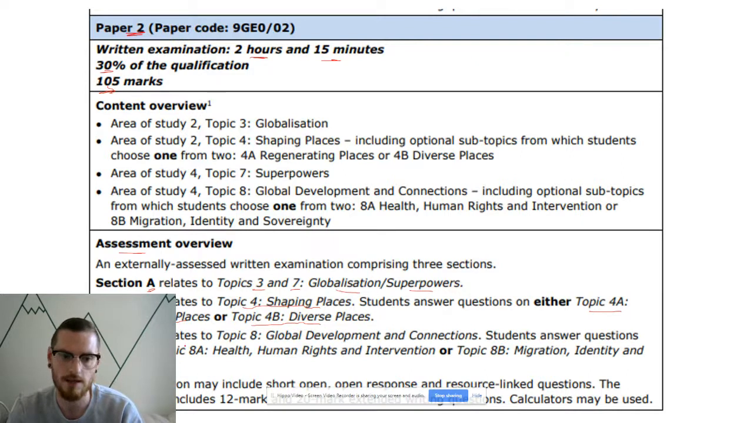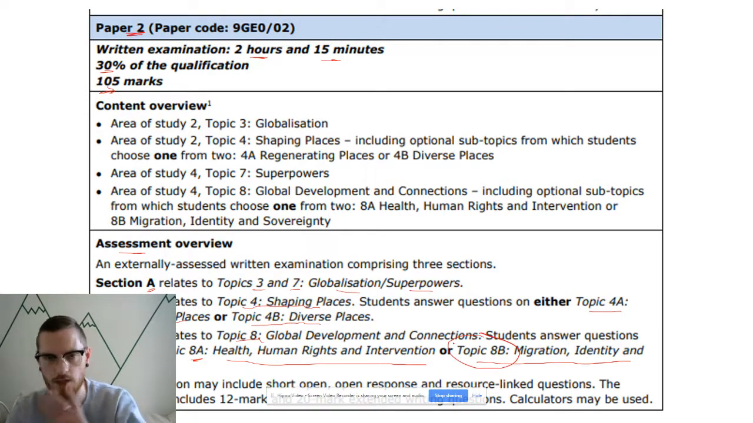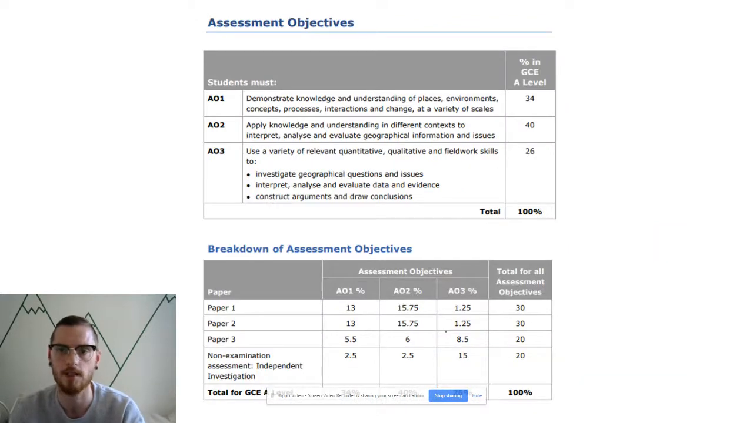And then lastly, there's another choice in the final section, section C. This is looking at topic 8. And here we've got a choice. You'll either be doing 8A, which is health, human rights and intervention, or topic 8B, migration, identity and sovereignty. Unless things have changed after this video, you will be looking at topic 8B. So they're just quick overviews of the two papers.